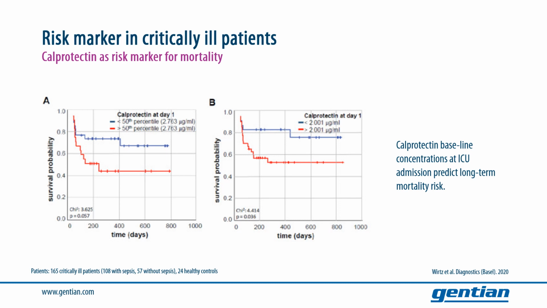Finally, I want to show these survival curves, where you can also clearly see the predictive value of baseline calprotectin levels at ICU admission as predictor of mortality. You see these two Kaplan-Meier curves either using the 50% percentile with 2.7 microgram per milliliter as a cutoff, or the optimal cutoff of 2 microgram per milliliter, which gives a clear separation between the survival curves.